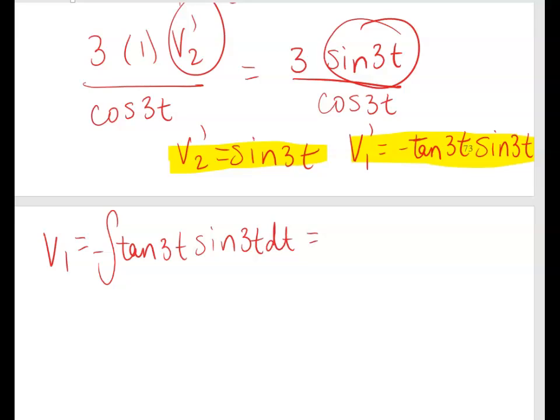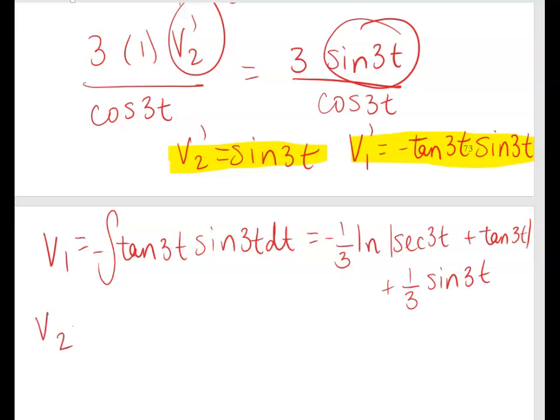We can go over this a little more detailed in class, but what we end up with is negative 1/3 times the natural log of secant 3t plus tangent of 3t, plus 1/3 times the sine of 3t. And as I said, we can go over the details in class, but this is not terribly difficult integration once you use some trig identities. And then v2 is going to be the integral of sine of 3t, which is pretty straightforward. That's just going to be negative 1/3 cosine of 3t.